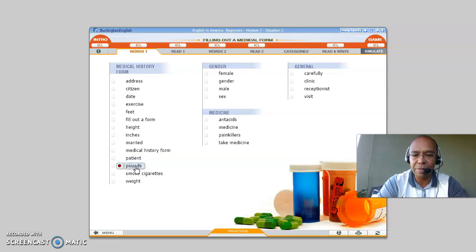Pounds. Pounds refers to the weight. If you are 50 pounds, 60, 90 pounds, 100 pounds, 200 pounds, and so on and so forth. Weight. How heavy you are. Smoke cigarettes. In those forms, they also ask you if you smoke cigarettes. If you're a smoker, you have to write that down because it can affect your health.